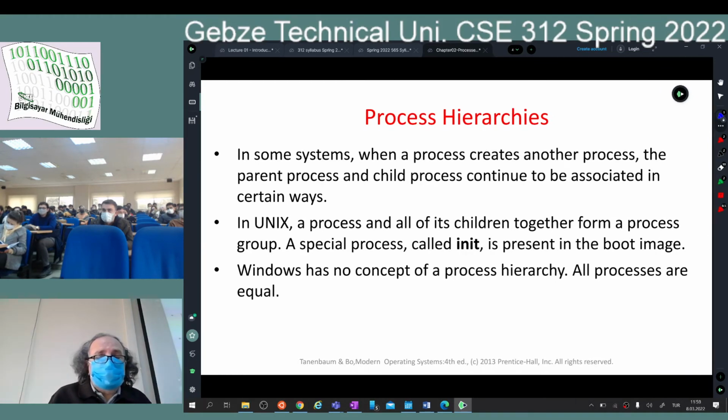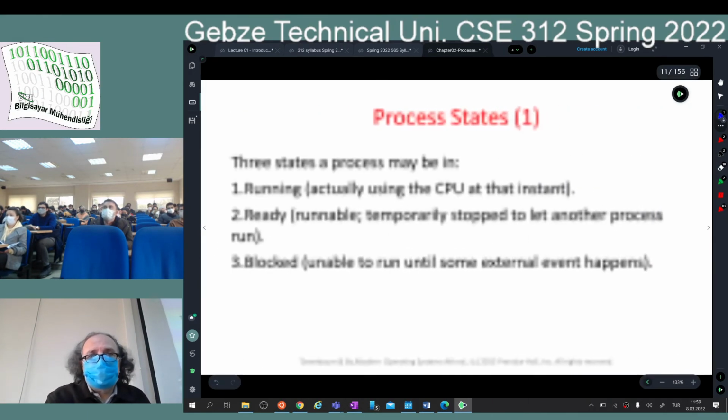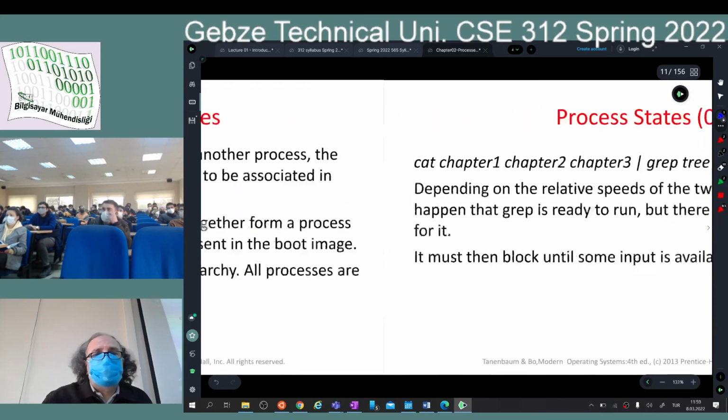Okay, another topic that is related to the process is the process hierarchies. For some systems like Unix, there is a process hierarchy. There is a parent-child relationship between the processes. Do I have an example for that one? No, I don't have it.